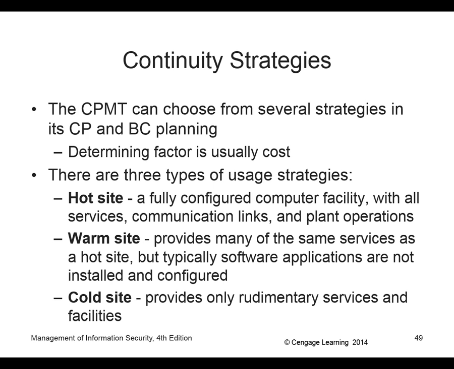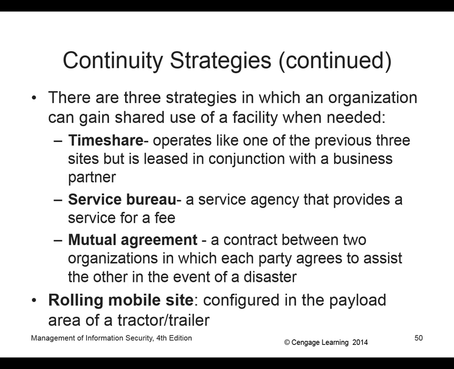You could timeshare, you could use a service bureau, you could use mutual agreements. Timeshare, maybe there's one place that multiple people pay for, just like a vacation home. A rolling mobile site means configuring the payload area of a tractor trailer, so you could live out of a tractor trailer, I guess. The more I think about it, what would an option be for Rose State? It'd be tough. I do not know what we have in place. Probably nothing.